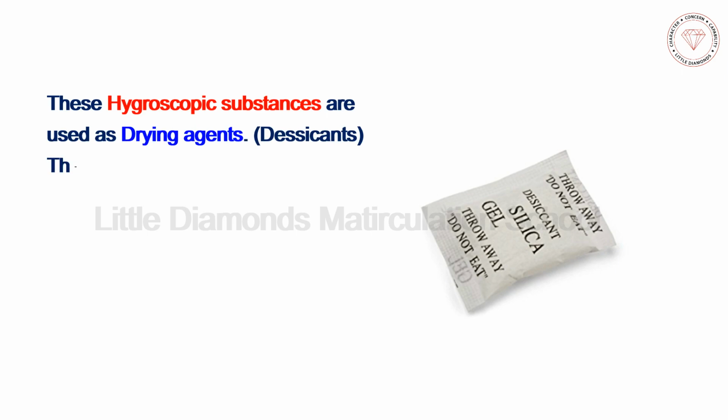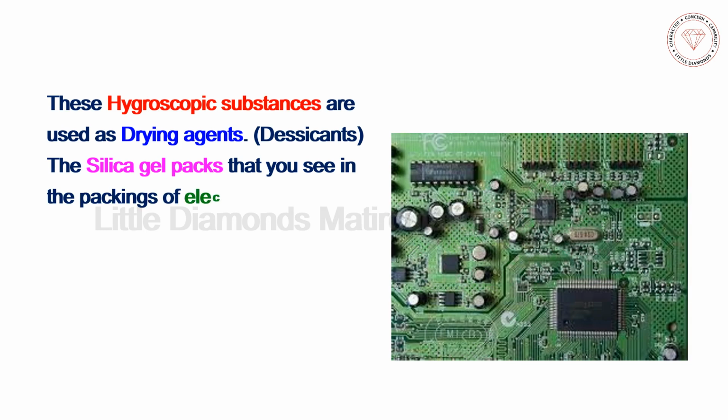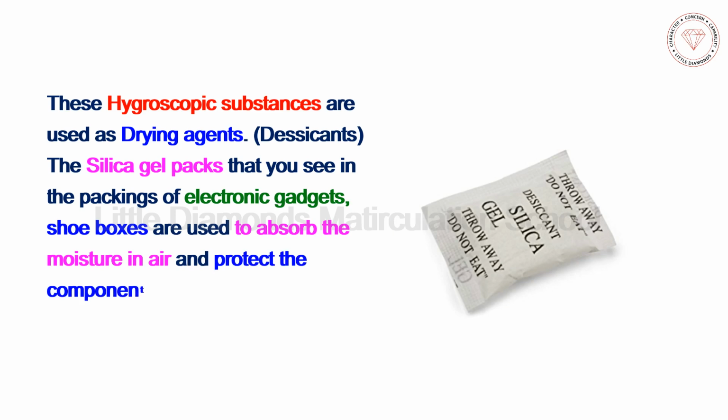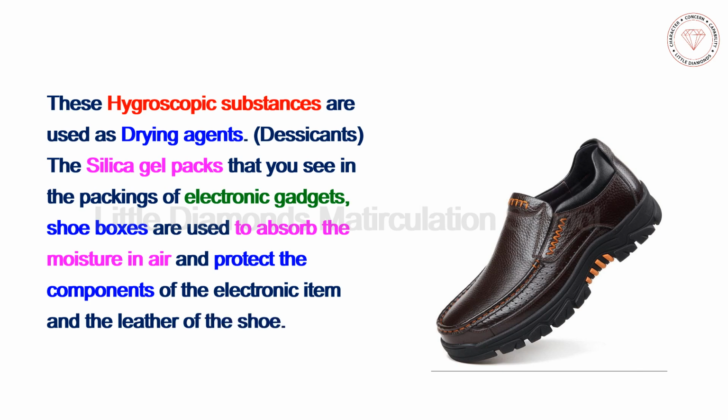These hygroscopic substances are used as drying agents or desiccants as they absorb moisture. The silica gel packs that you see in the packings of electronic gadgets and shoe boxes are such hygroscopic substances, which are used to absorb the moisture in air and protect the components of the electronic item and the leather shoe.